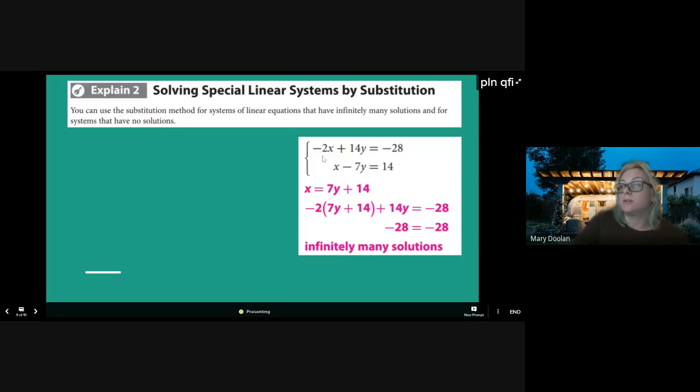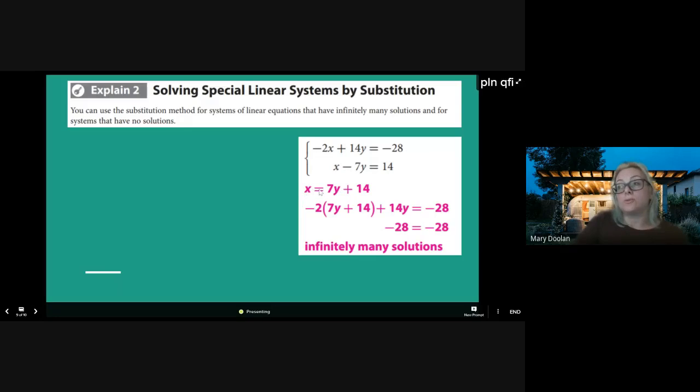Here's another system of linear equations. -2x + 14y = -28, x - 7y = 14. And so if we go through our steps again, choose one of these two equations. Looking at these, there's a coefficient in front of the x and the y in the first equation. For the second equation, x has a coefficient of 1. So this is a better equation to choose to isolate the x, and that's why they did that, x. And then we add 7y to both sides of the equation. x is equal to 7y + 14.